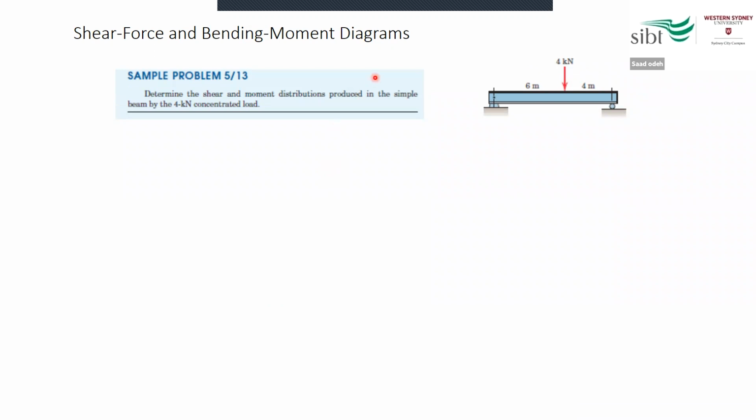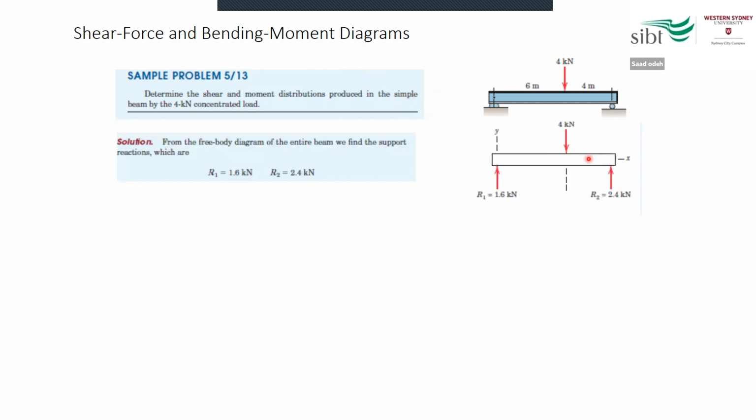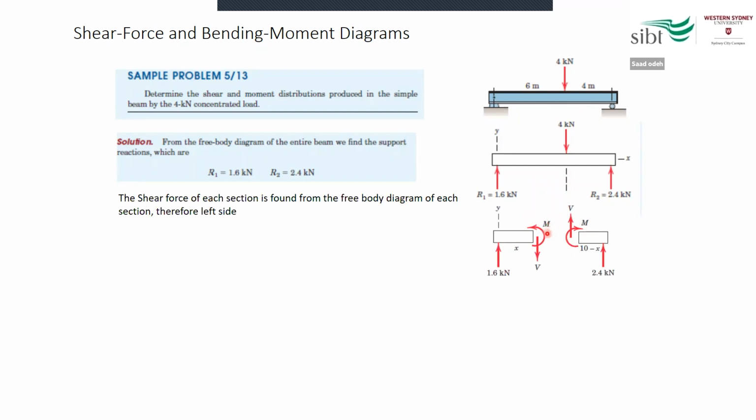Also, we learned how to do the shear force and bending moment diagram. For example, in this problem we have a simply supported beam with a force acting somewhere on the beam at a distance of 4 meters from one side. To find the shear force of each section, we can divide it into two sections, the left side and right side, and we put all the forces and moments acting on each section.